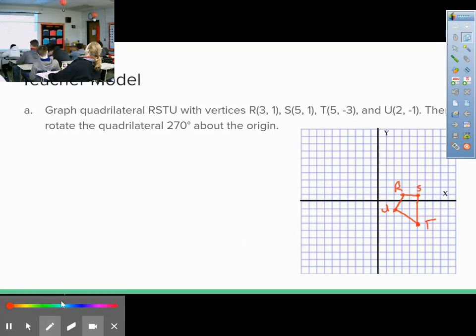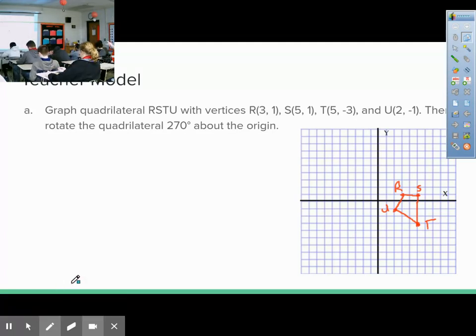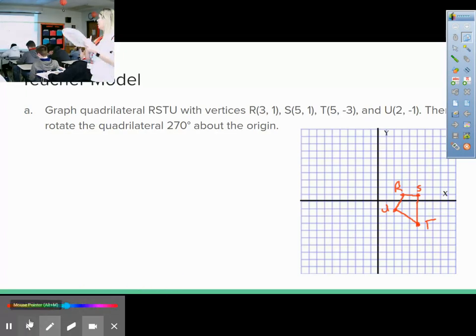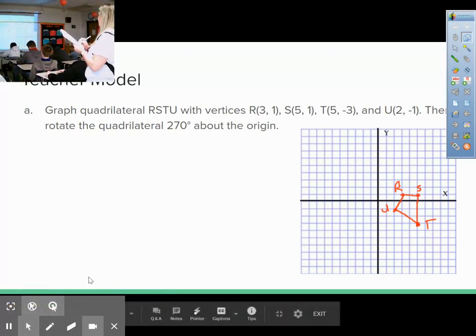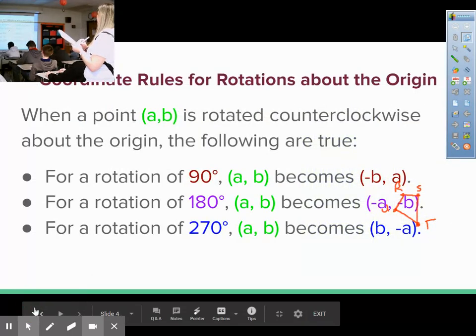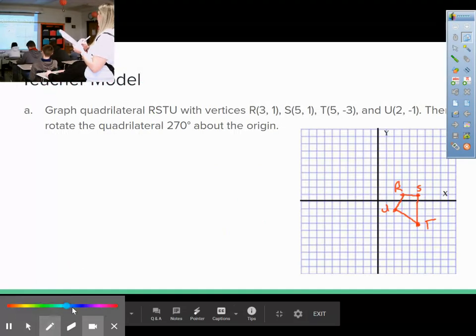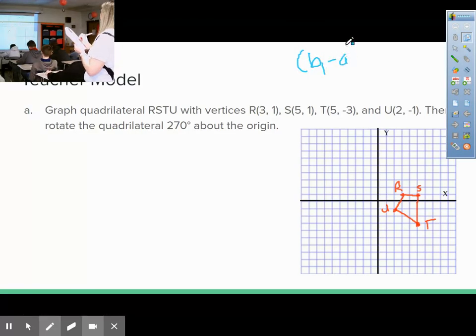Then, to do the 270 degree rotation, you need the rule, okay? So I would go back and look at my rules, and my rule for the 270 degree rotation says B, comma, opposite of A. Okay, so I would write that down on my paper, B, comma, opposite of A, and that means to change the sign of X and then flip your coordinates.